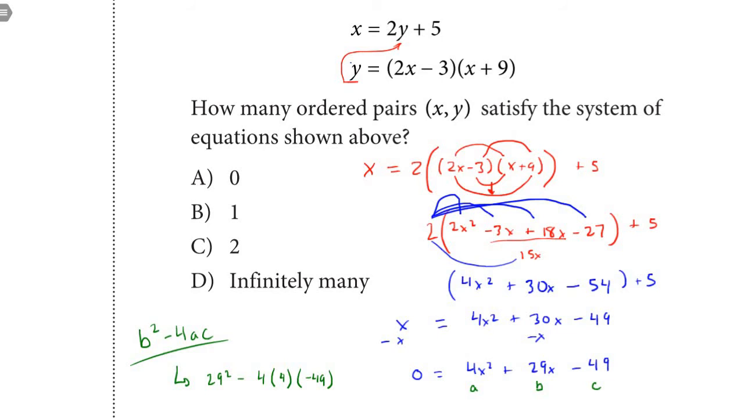In this case, we have 29 squared, which is a large positive, minus something times something times something that is negative. So essentially, it's going to be a positive plus another positive, right? Because negative times a negative is just a positive. So this whole thing is going to be positive, and therefore, the number of ordered pairs that satisfy this system of equations is just going to be 2.